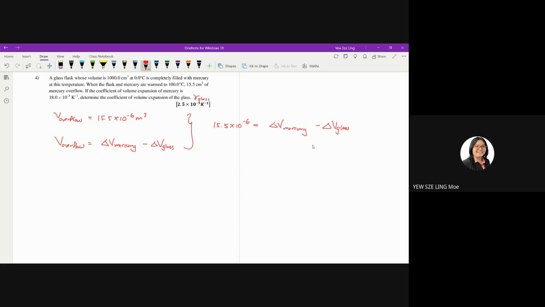Okay, so what should we do next now? We are going to expand the equations. Okay, we don't want to split into three equations like just now. We combine everything into one equation to make it easier. So 15.5 times 10 to the power of negative 6 is then equal to gamma mercury V mercury initial delta T minus gamma glass V glass initial delta T. To make it easier, you write it like this. Okay, then what are you going to do next?